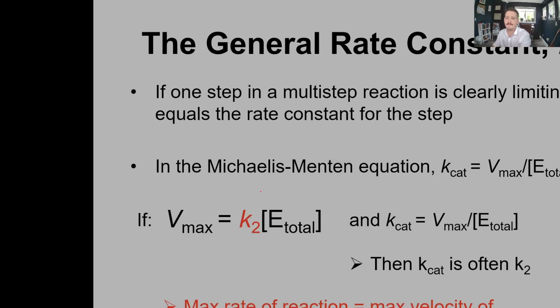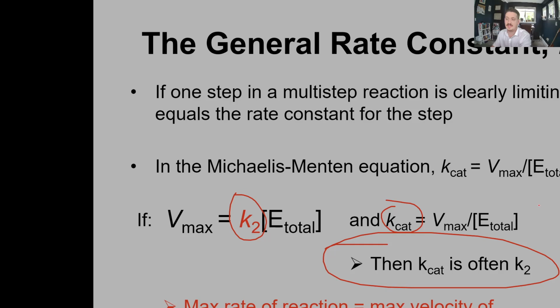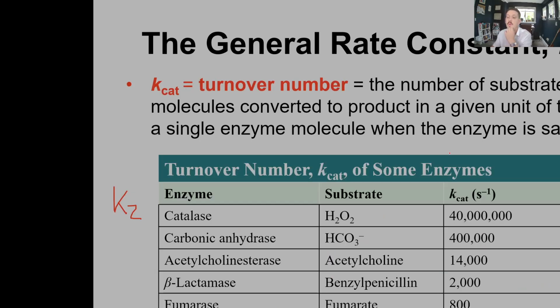They are the same number. So Kcat is K2. They're the same thing. And like I said, this is how we calculate them. What Kcat is reflecting is referred to as the turnover number. It is the amount of substrate that is converted into product by one single enzyme per second.